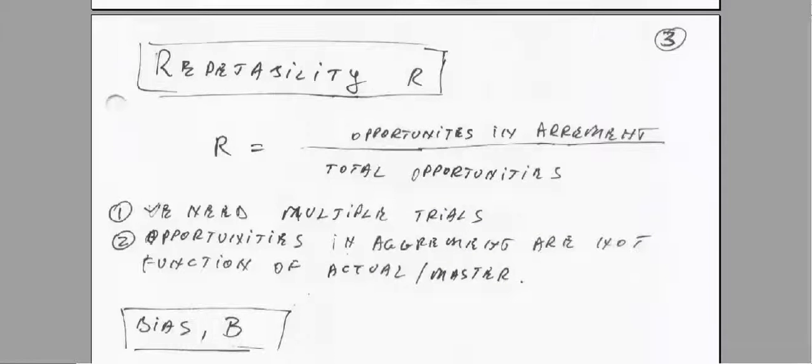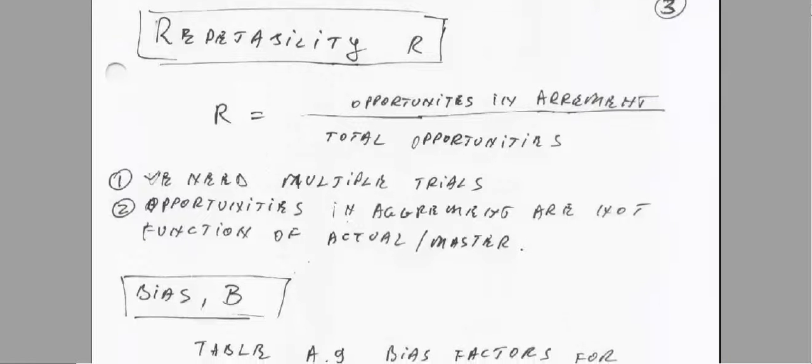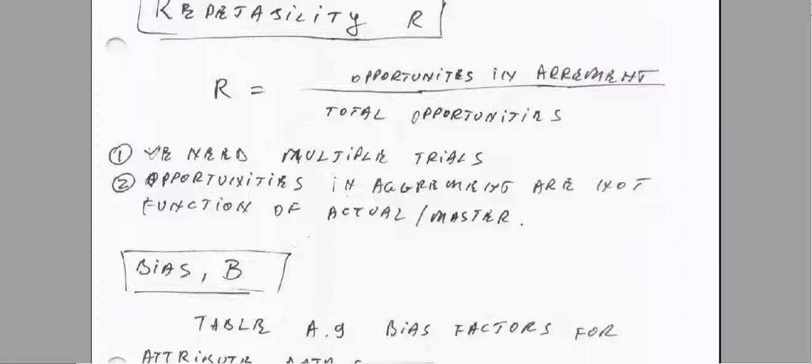In order to calculate repeatability, we need to have multiple trials, and also we have to ensure the opportunities in agreement are not a function of the actual master. So for repeatability, we were not interested in an actual sample or standard, as we say. So again, repeatability is a ratio between opportunities in agreement divided by the total number of opportunities. We will review later an example which will give you more vision of what this repeatability is.